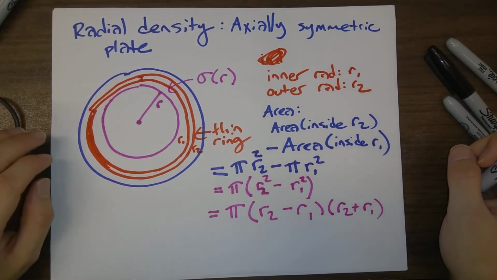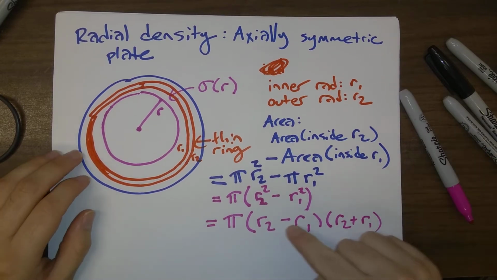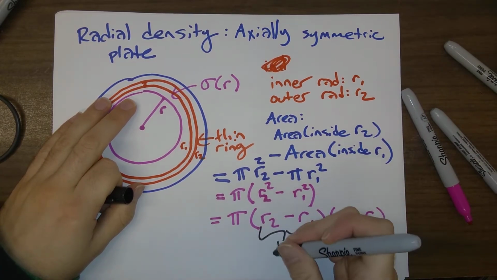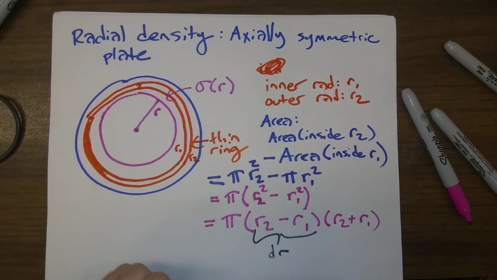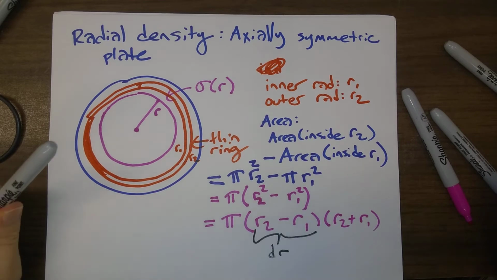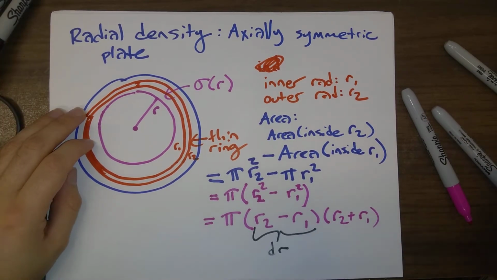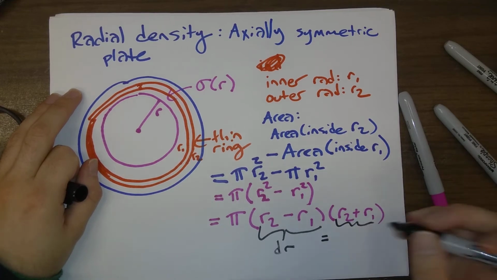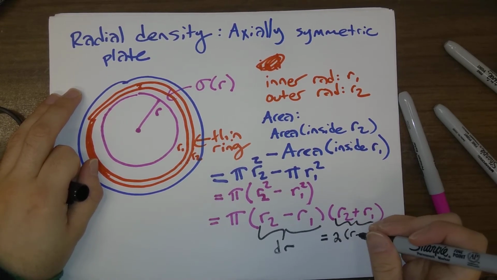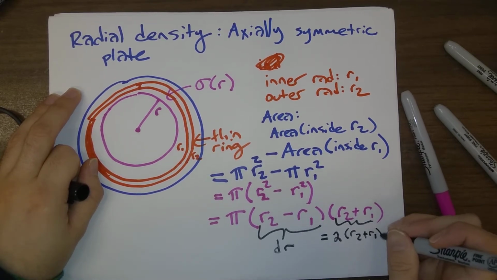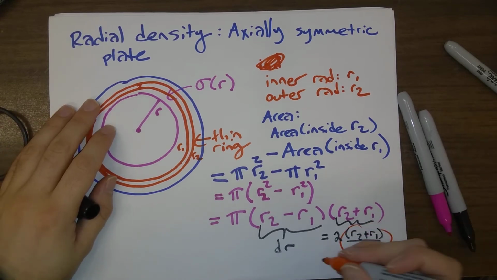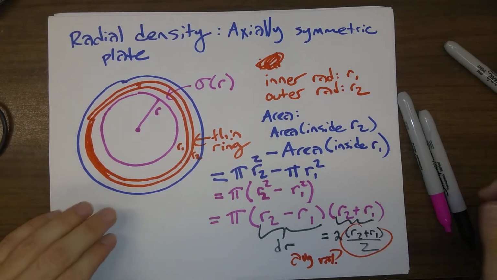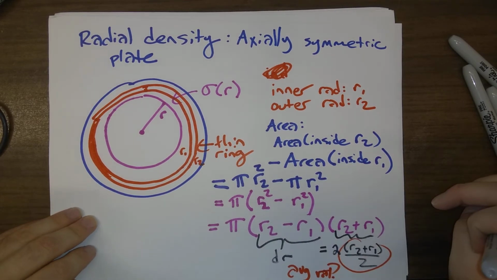Okay, so far we have the area here. And we're going to think of taking R1 and R2 to be really close together. So I'm just going to call R2 minus R1 dr, and we're thinking of that as something that is going to 0. Also, R1 plus R2 is equal to 2 times (R2 plus R1) divided by 2. That might look a little bit silly at first glance, but this is the average radius on, more or less, our ring.